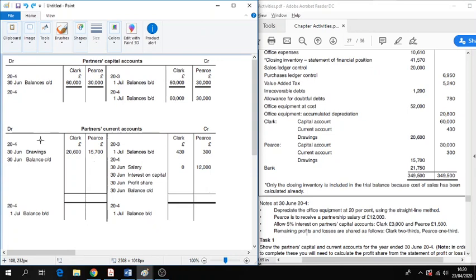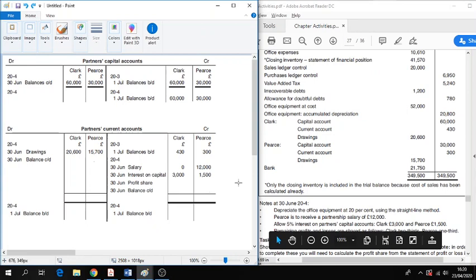So let's get back to the question. We've got opening balances, drawings, which come from here, and then we have the salary, which is at the bottom, okay, in the note section. We've got interest and capital calculated for us already, 3 and 1.5, and then we have the profit share.